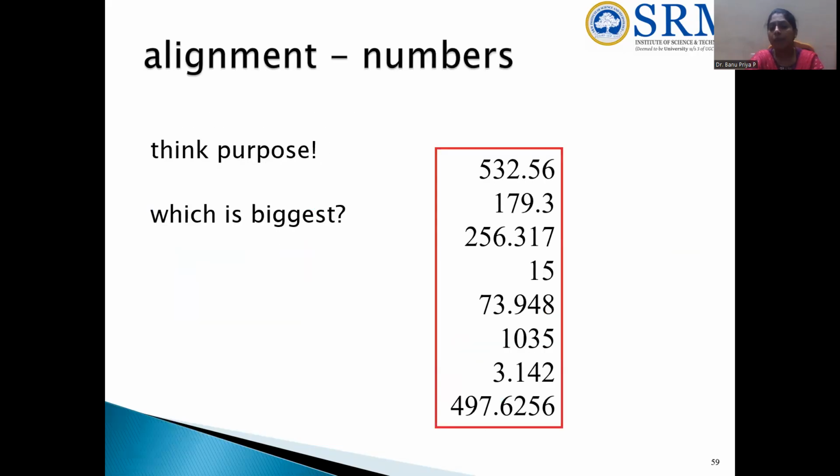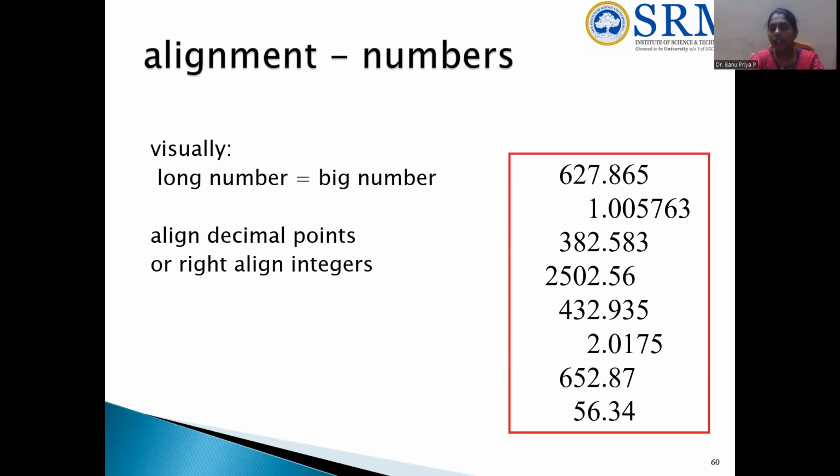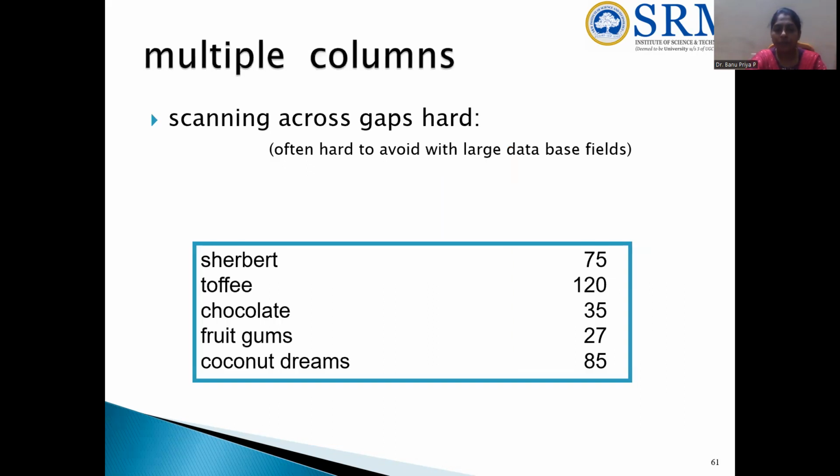Even alignment of the numbers, this is fine. If you look at this figure, you could understand which is the biggest number. Whereas if it is not aligned, then there is an issue. This slide shows an issue because visually a longer number looks like a bigger number, so you have to align the decimal points or right align the integers to make it visible and for better readability.